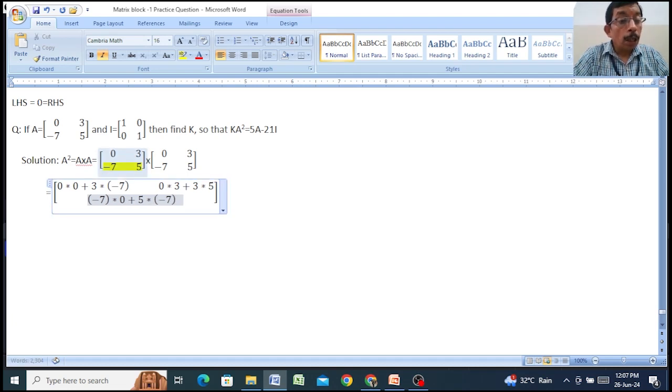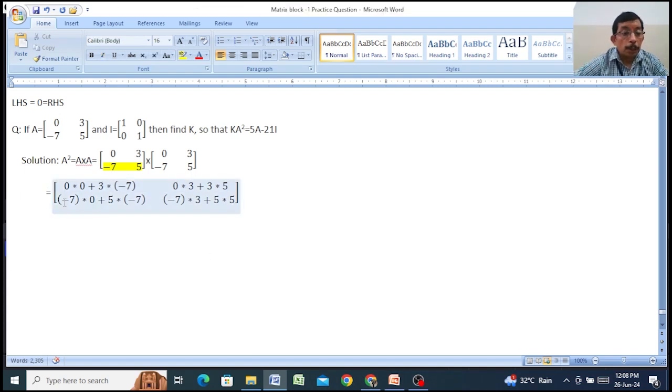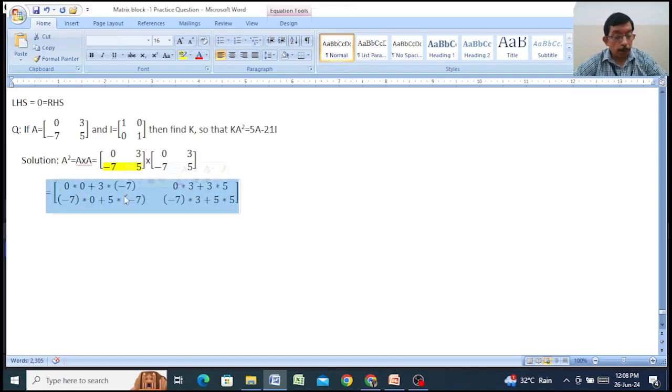Now we come to the second column. The row is the second, so minus 7 is multiplied by 3, plus 5 is multiplied by 5. This is the multiplication of each row with each column of the matrix. Now we simplify each of them in the next step.